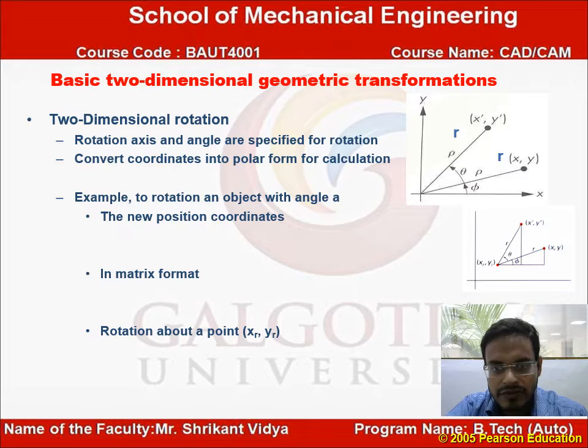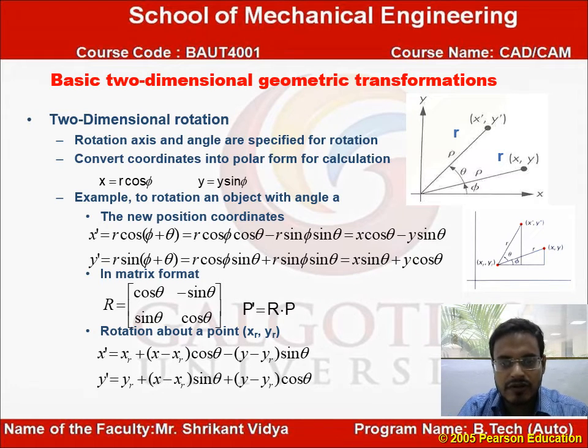So the basic two-dimensional geometric transformations also include rotation. Rotation axis and angle are specified for rotation. So we are converting the coordinates into polar form for calculation, with r and angle theta. So the new position coordinates come.